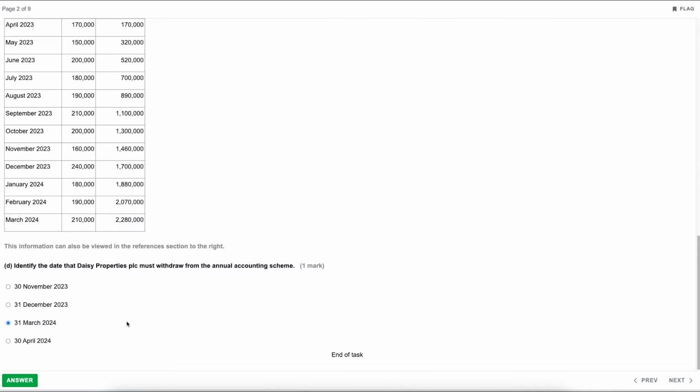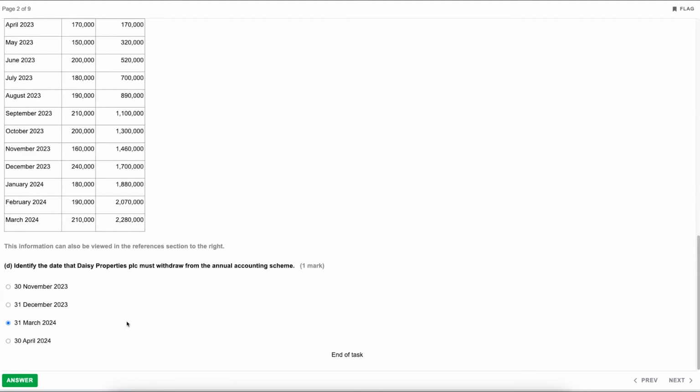Hopefully nothing too painful there. It is a case of just learning about the different schemes. Again, you do get information within the reference material that you can look at, so you don't have to literally learn everything. I do have a few videos out on these. I've got a flat rate scheme video and I've got an annual accounting scheme video as well. So I will link those in the description of this video if you want more information on both of those.